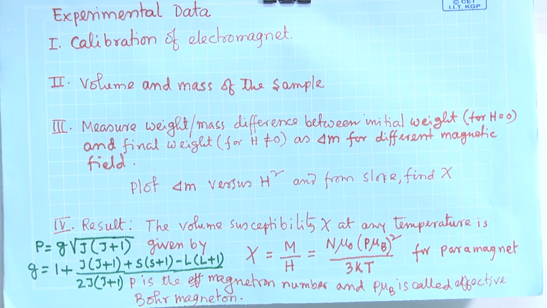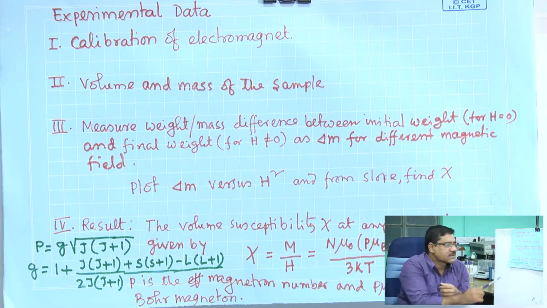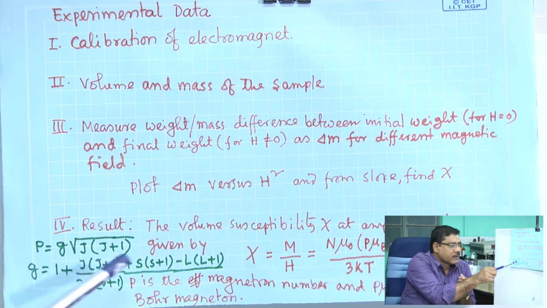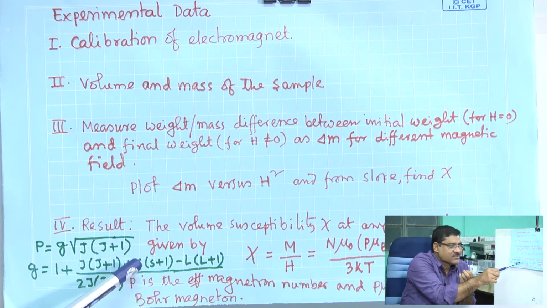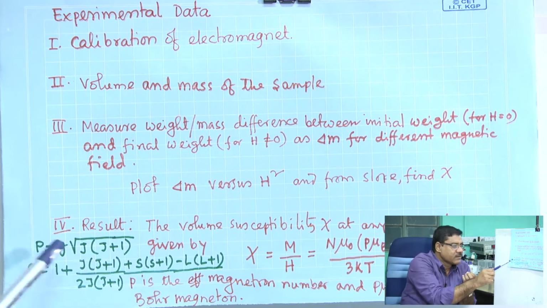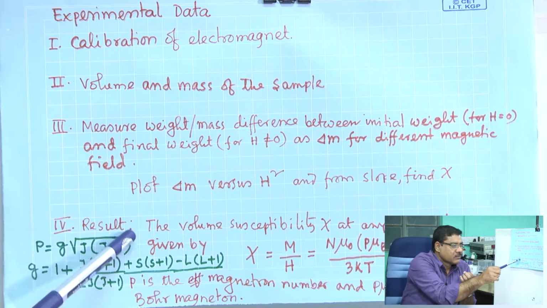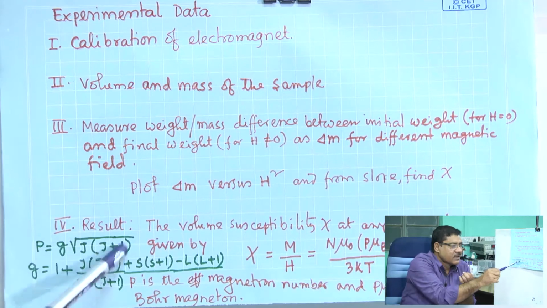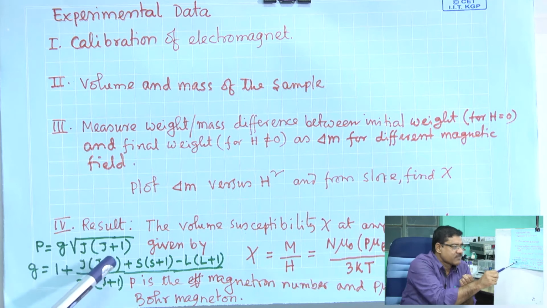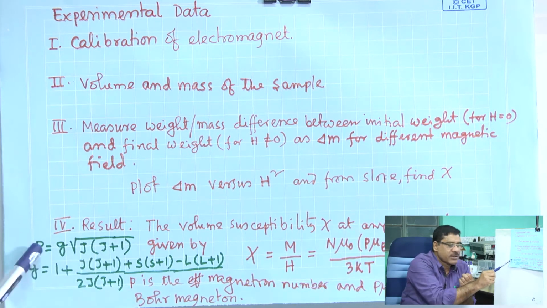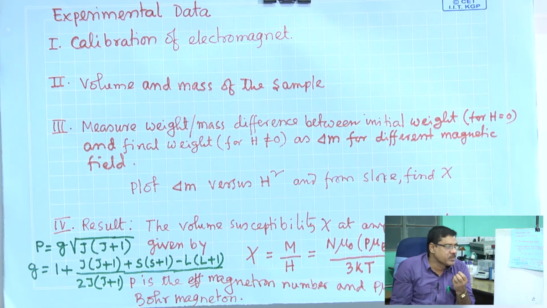So, for the aluminum atom, what is the total L value, what is the S value, and what is the J value? If you know these, then you can calculate G. Then, using G times the square root of j(j+1), you can tell theoretically what P should be.